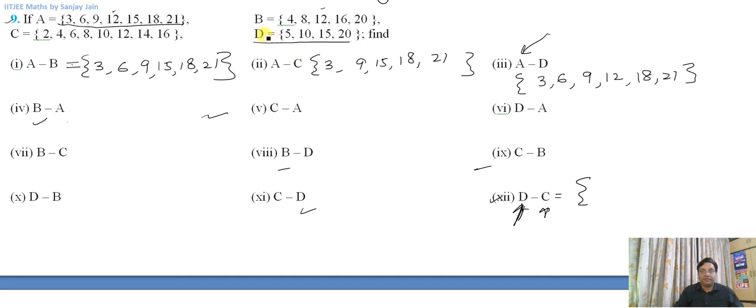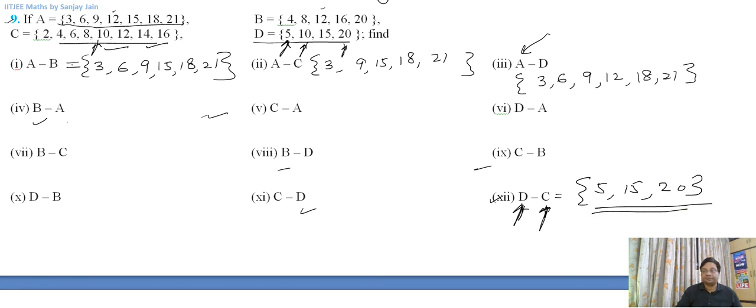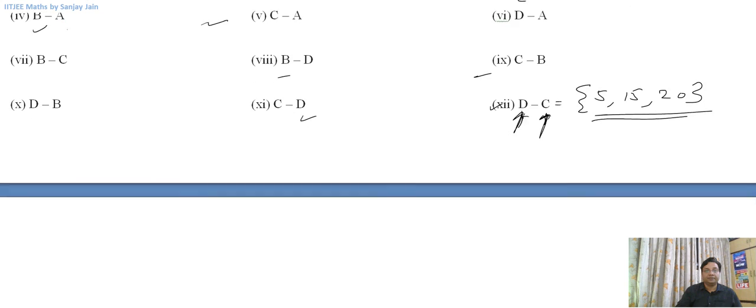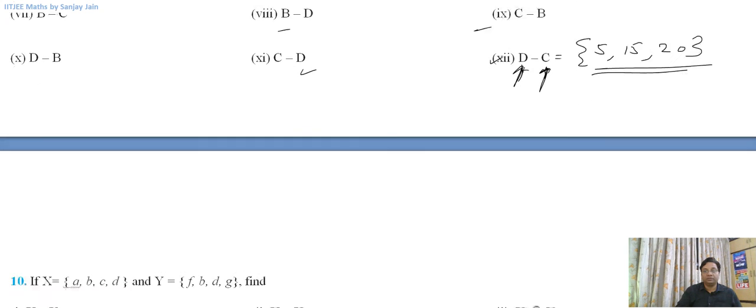If I look at the elements of D, I'll look at the first element 5 and then check whether it is there in C or not. It is not there in C, so 5 is an acceptable element. 10 is there in C, so I'll not write 10 here. 15 is not there in C, so I'll write 15 here. 20 is not there in C, so I'll write 20 here. So this is my answer, okay? So this is how we will do this one.